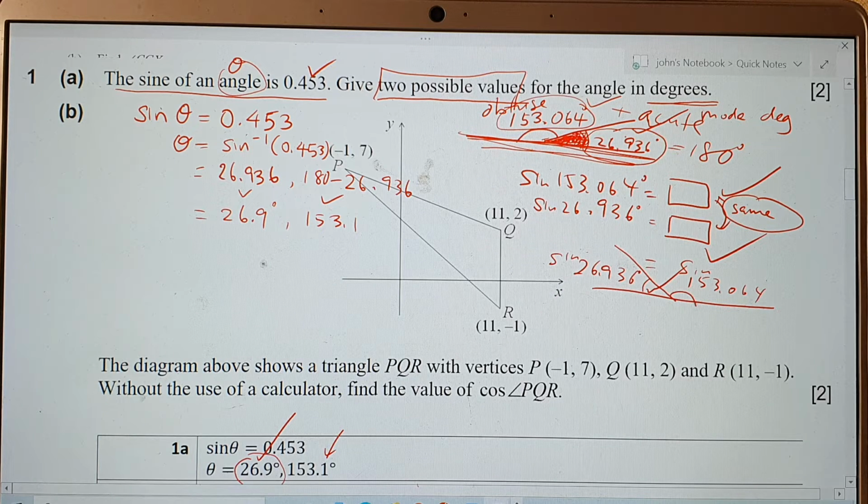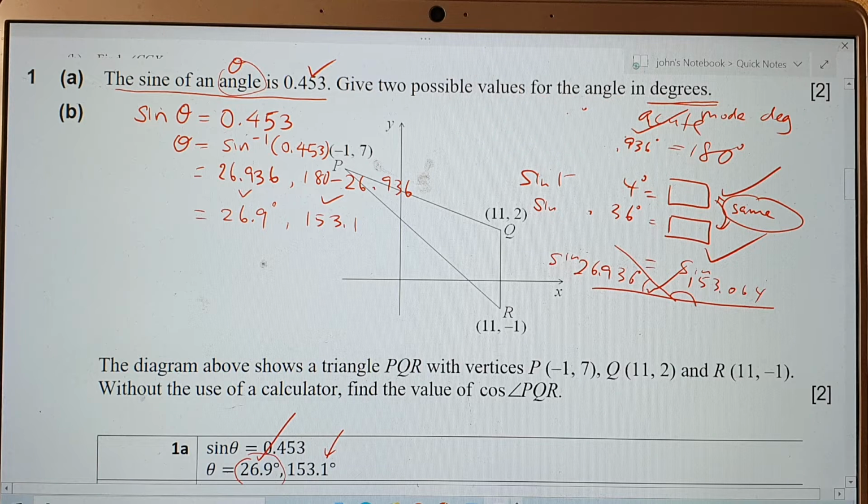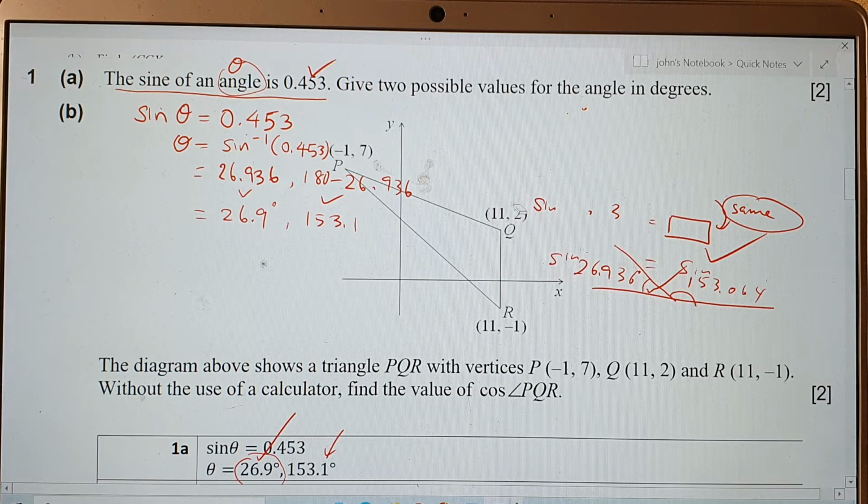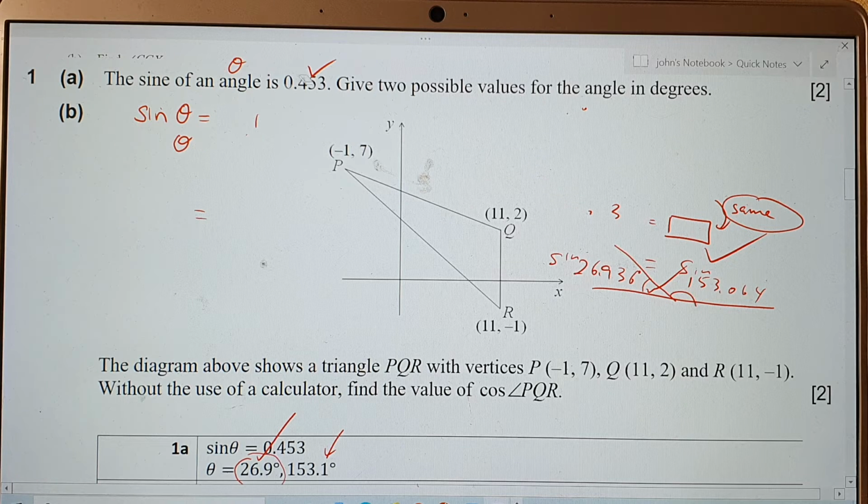I'm going to move on to the next one. I'm going to erase all this. Now, if you read the next question, they are asking you questions based on this given triangle here, the part where I'm erasing now. So you focus on this triangle. We are done with the other part already, so don't look at it anymore.